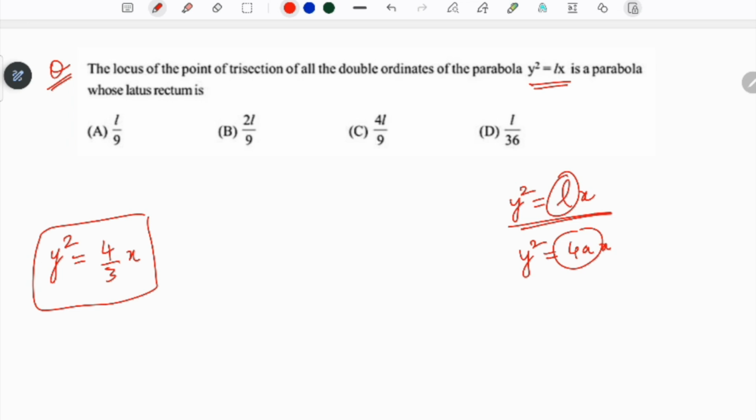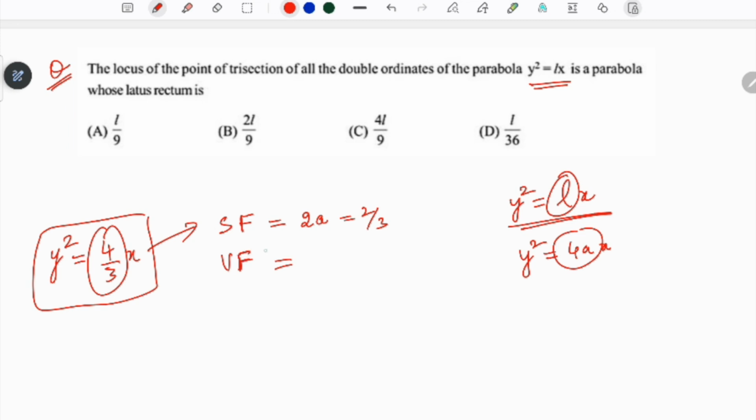4/3. For this parabola, what is distance between focus and foot of directrix? Distance between focus and foot of directrix means it is 2a. This is latus rectum, right? 2a is half of latus rectum.